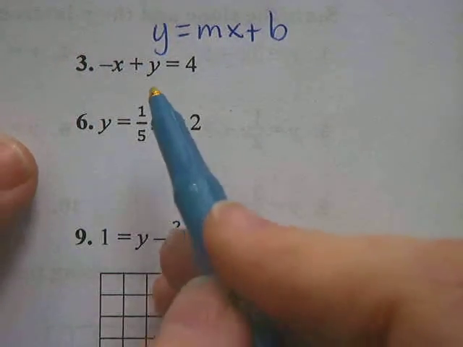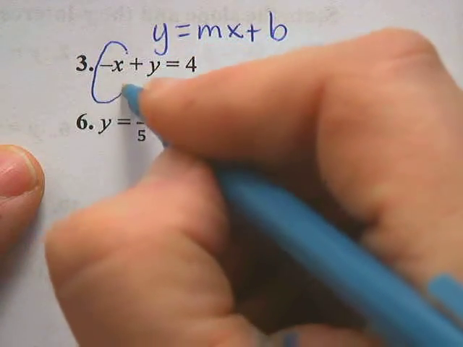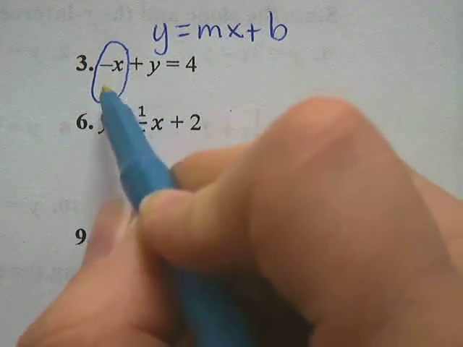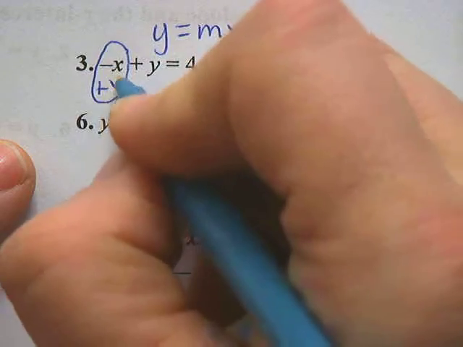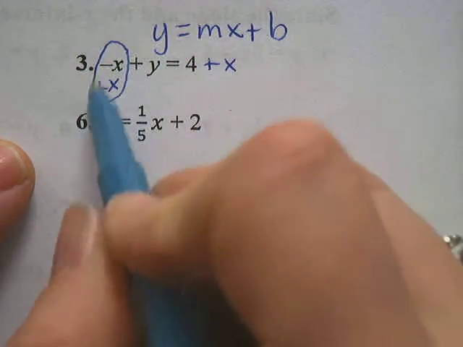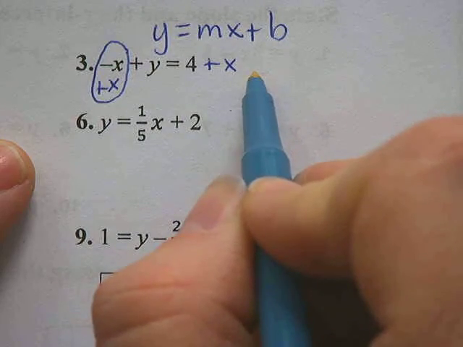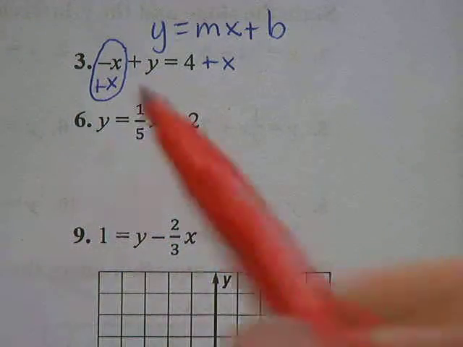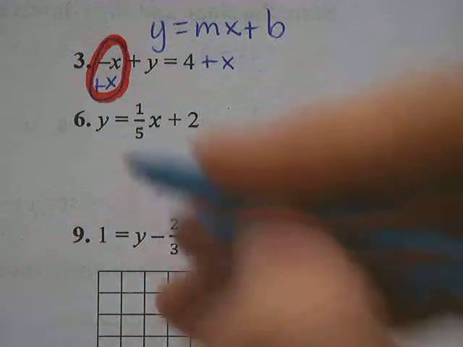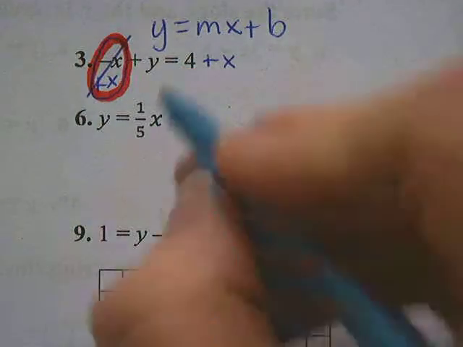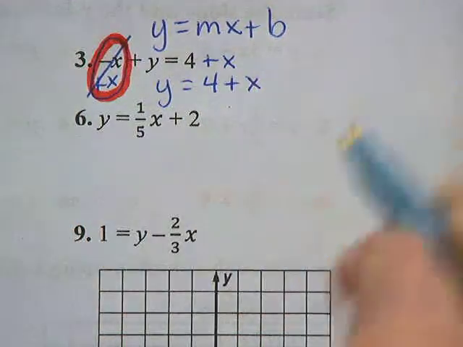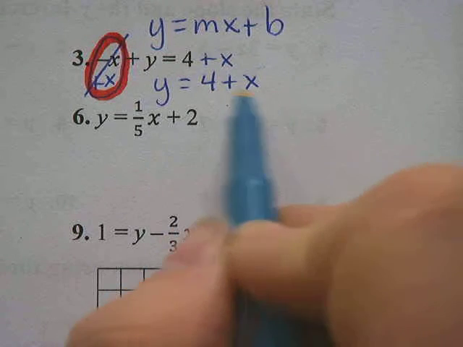Well, to solve this for y, we're going to do the same concept, only this time we have to get rid of negative x. So what do we have to do to cancel negative x? Well, we're going to add x. And remember, what you do to one side of an equation, you have to do to the other to keep it balanced. And just like before, we want to circle these to make sure that they're opposites. And those are going to cancel. And we get y equals 4 plus x.